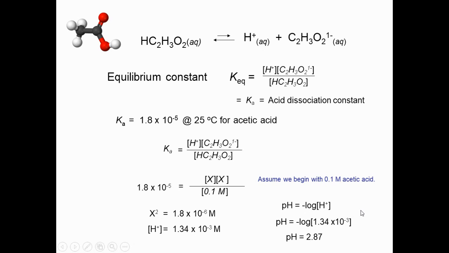And this is how you calculate the pH of a weak acid. You must utilize the Ka expression. I hope that makes some sense. We'll do a couple more examples to flesh this out for you and make this make more sense.